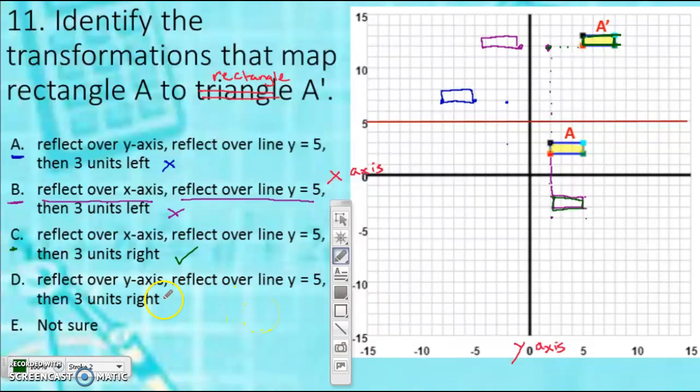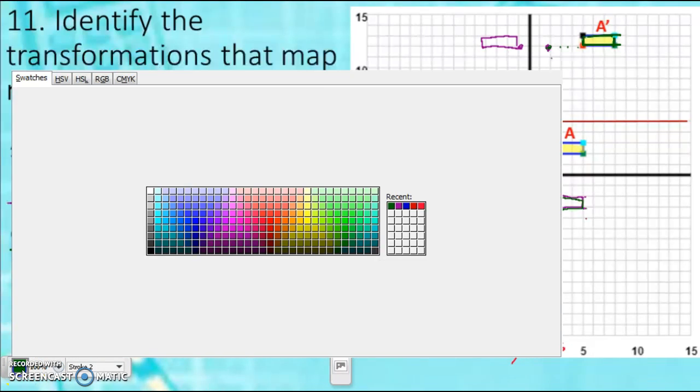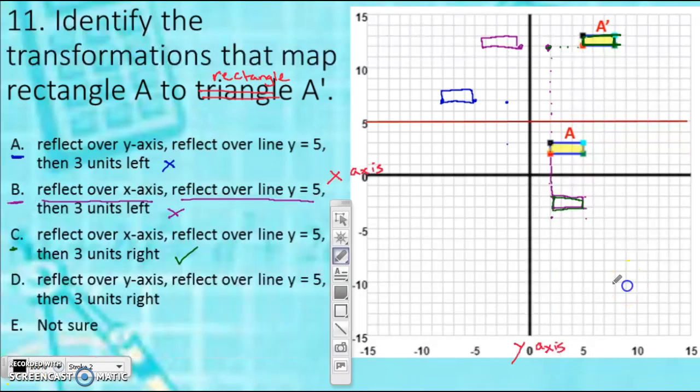But you know what I like to do? I like to check the last one just to be sure. So I'm going to go with black this time. For answer choice D, I'm going to say reflect over the y-axis. So that's going to put it here, because 2 to the right, so I go 2 to the left. Then it says reflect over the line y equals 5, so I would go up 2. I believe it was here. I didn't do such a great job of keeping that on the graph. There we go. And then 3 units to the right, 1, 2, 3. So that would put it here.